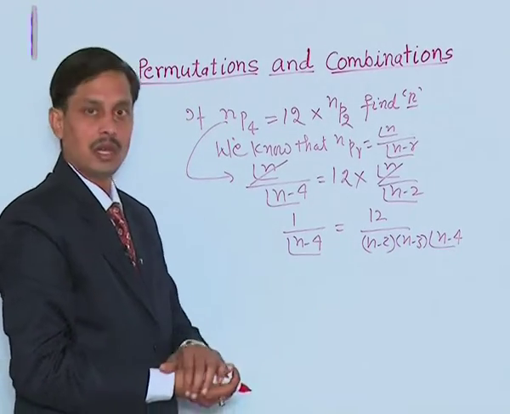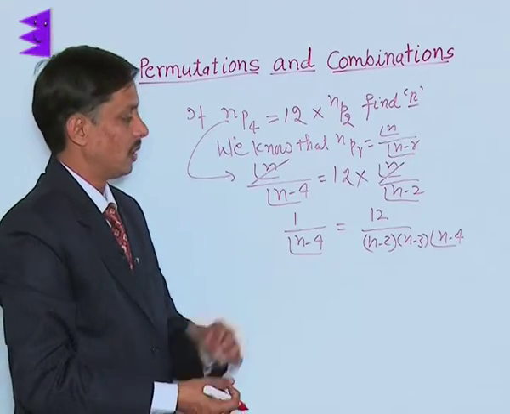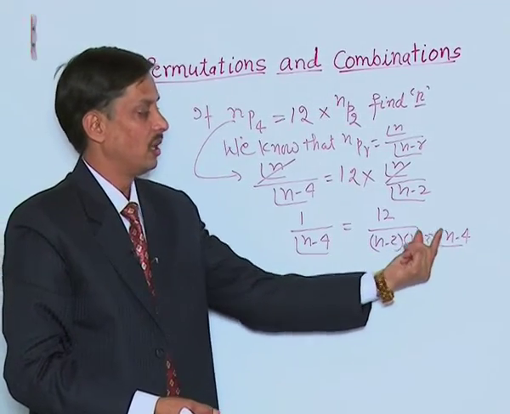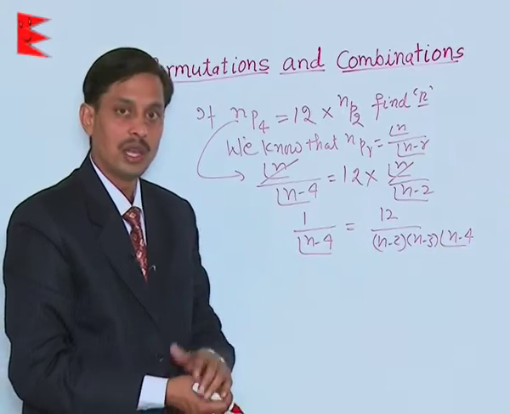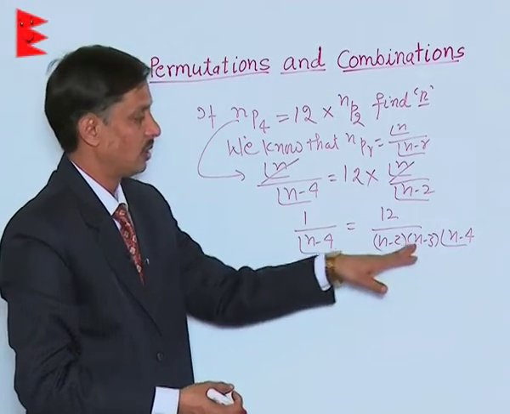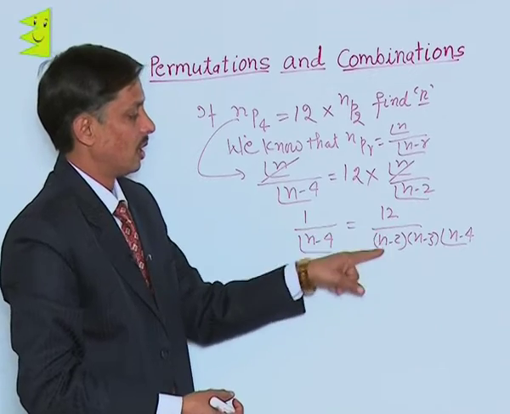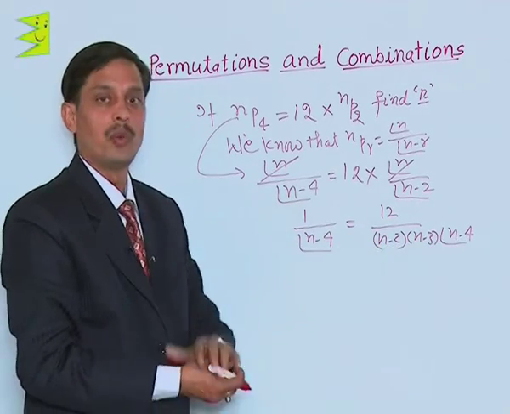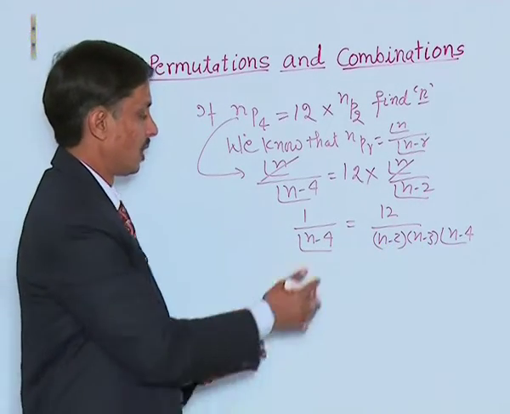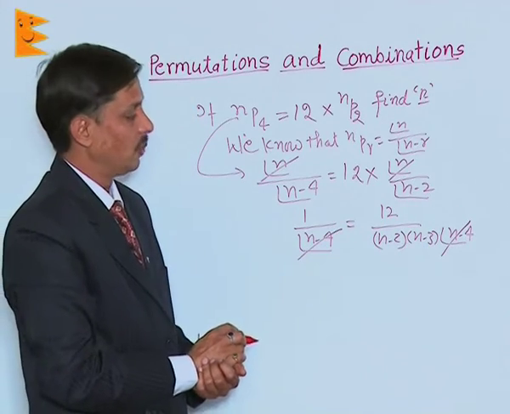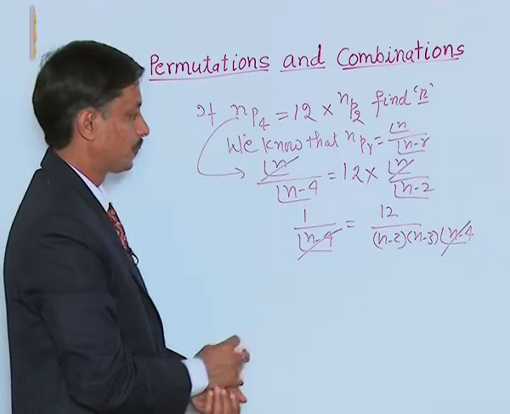If there is a number, suppose 8, we can say 8 into 1 less, 7, into factorial 6. If it is 10, it is 10, 9, factorial 8. We can write like this. With the help of this, we have cancelled even the factorial, this one also.